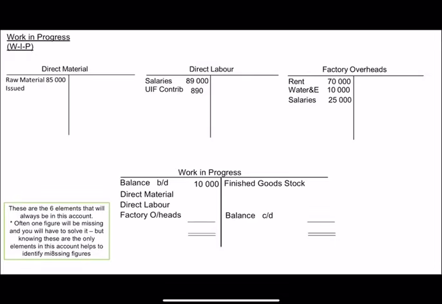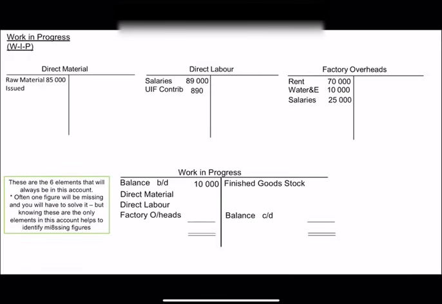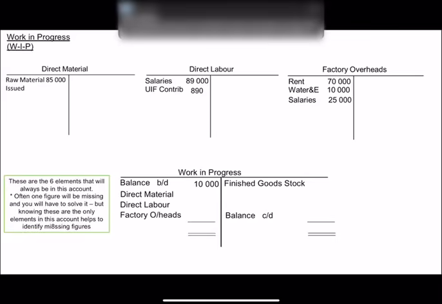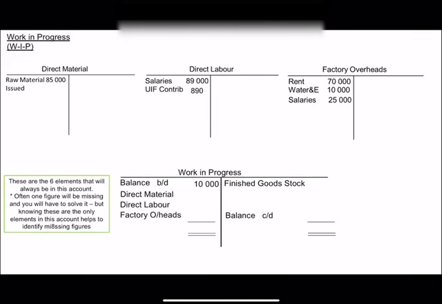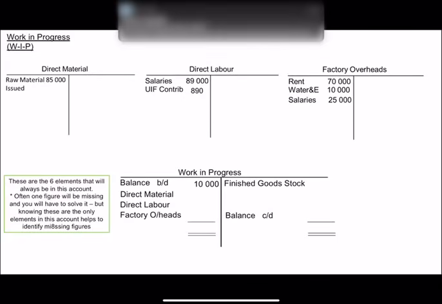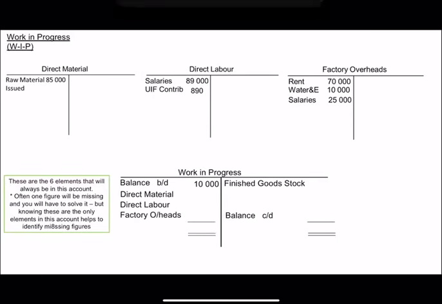Now let's just look at the work in progress account. As you see it now with these 6 elements, balance brought down, direct material, direct labor, factory overheads, finished goods stock, and balance carried down. This is what your work in progress account will always look like. So if you want to guarantee those marks, first thing you can do is draw up your work in progress account and place these items in it as you see here. And this is how you know what you need to find in order to complete the work in progress account.